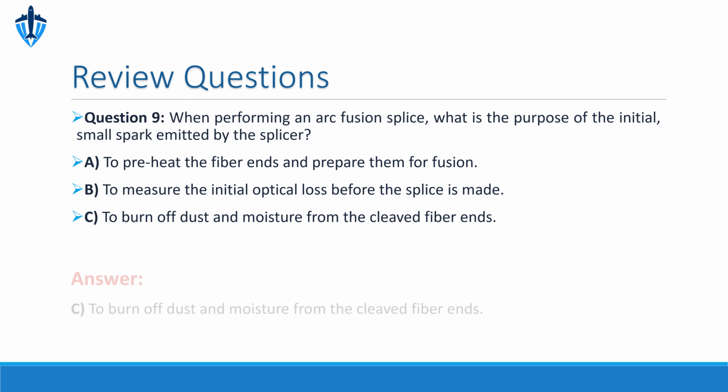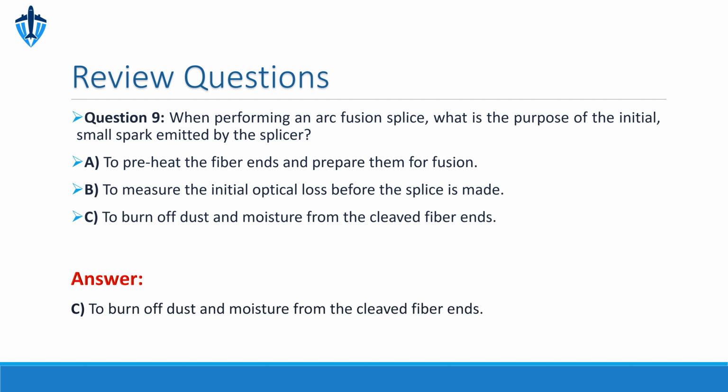The correct answer is C. To burn off dust and moisture from the cleaved fiber ends. The fusion splicing process is highly sensitive to contamination. Before the permanent fusion spark is applied, the splicer emits a smaller preliminary spark. As we described this step earlier, the splicer then emits a small spark at the gap to burn off dust and moisture. This cleaning step is crucial for achieving a low-loss, high-strength splice.